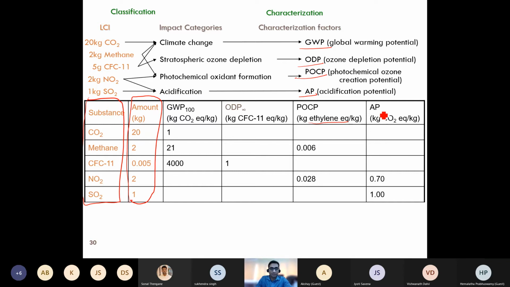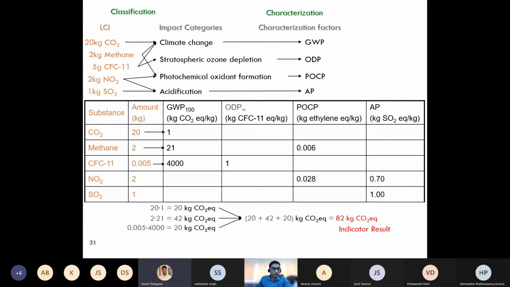The same goes for acidification potential. It is caused by NO2 and SO2. Since it's in kgs of SO2 equivalent, we have 1 in front of SO2, and then the conversion factor in front of NO2. But sir, how do you quantify?